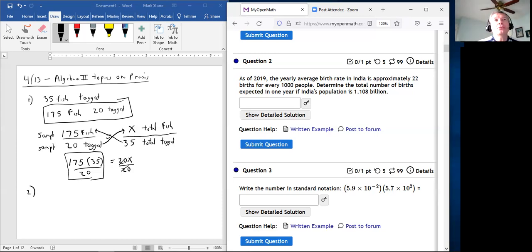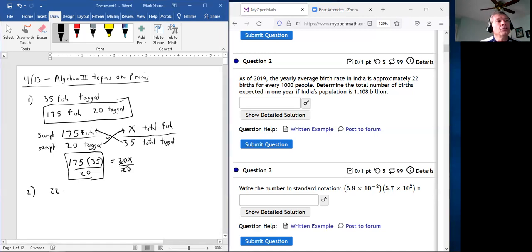So two, as of 2019, this is another proportion problem. As of 2019, the yearly average birth rate in India was approximately 22 births per 1,000. So you can get that. See, 22 births, that's the ratio. I find this one to be more straightforward than the fish problem. 22 births per every 1,000 people. Determine the total number of births.